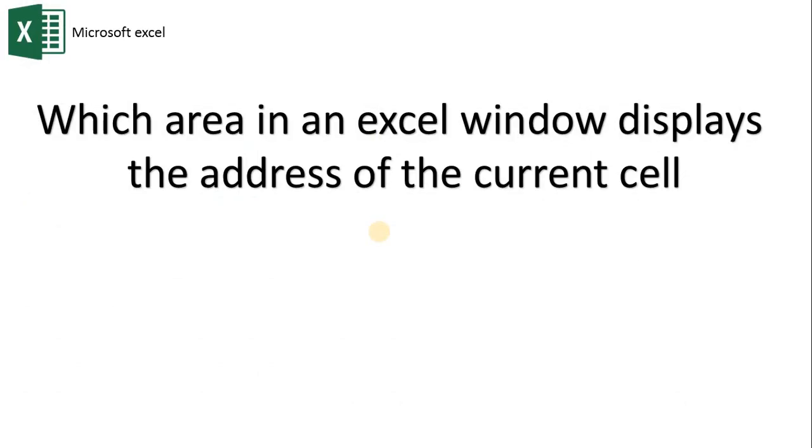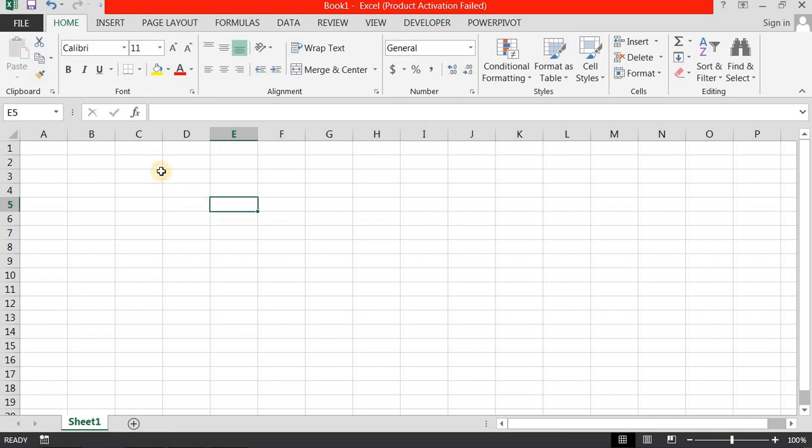Which area in an Excel window displays the address of the current cell? Name box. When you click on a cell, the address of that cell is displayed on name box.